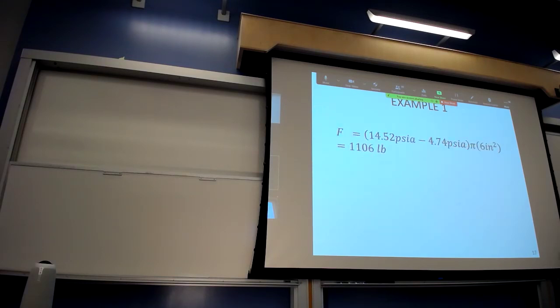So to conclude, the difference in pressure, atmospheric pressure minus vapor pressure, is 14.52 minus 4.74 psia, and then the area, if we have a 6-inch radius piston, 12-inch diameter, is pi r squared. I didn't convert it into feet because the pressure is already pounds per square inch. So pounds per square inch times inch squared is pounds. That would give us a force of a little over half a ton, 1,100 pounds.